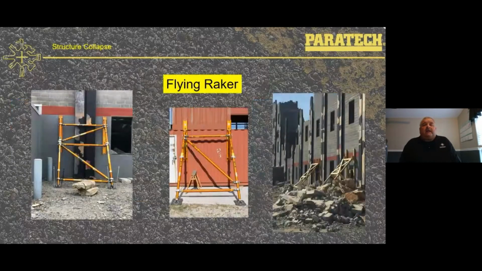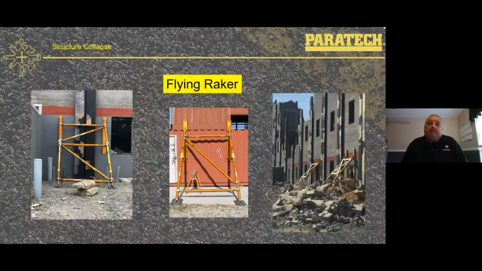The flying raker, the fastest and easiest raker to put up. If you take a look at the one on the left, you've got a flying raker there with your 3 lateral braces and your K. The center one, you've got a flying raker with your 2 lateral braces and 1 diagonal. And on the right, you've got your flying raker with a double X made out of 2x6 with a solid sole or a split sole raker made out of wood alongside it.